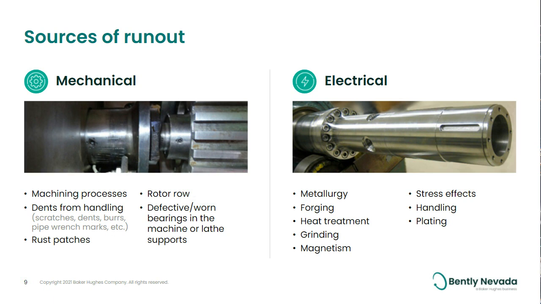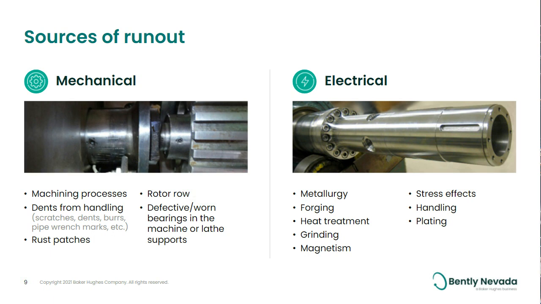Another very typical thing that we see is the dents from handling. This could be scratches, dents, burrs, pipe wrench marks, etc. The picture here shows one example where it appears that a pipe wrench was used to turn the rotor over. So taking care in terms of how things are transported and how things are handled will definitely help to reduce some of this. Rust patches, again, this is more from a transportation aspect, if care isn't taken in terms of how things are supported and how things are protected from the elements.